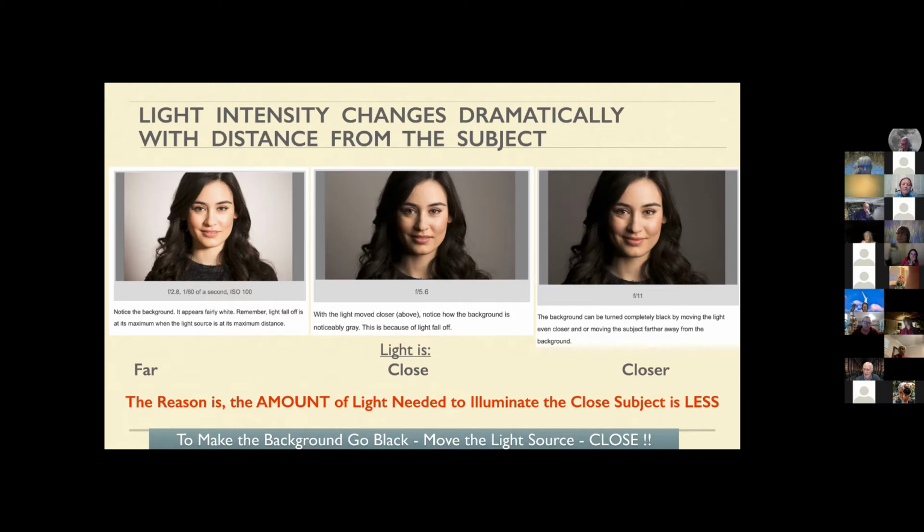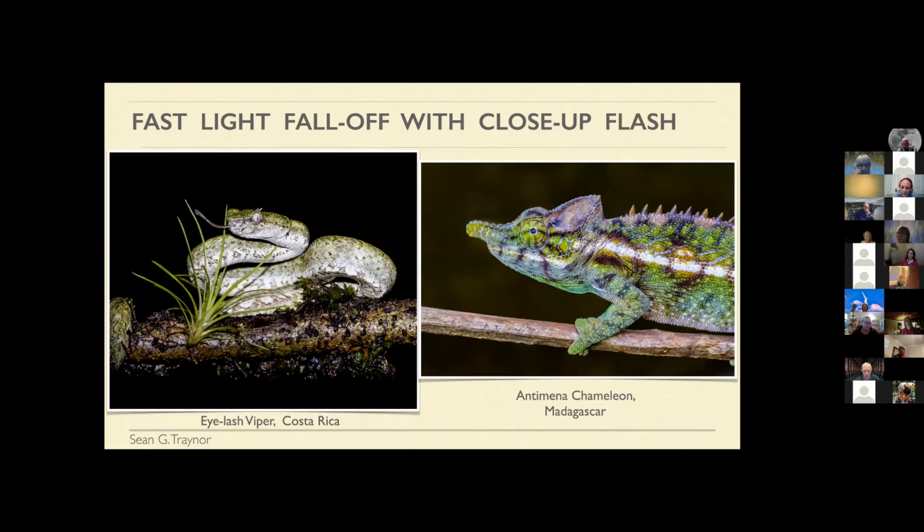How does that impact on our normal photography, for example, in wildlife? Well, here are 2 photographs taken. One was of an eyelash viper in Costa Rica. He was about 5 or 6 feet away. And the second one is of the Antamina chameleon in Madagascar. He's otherwise known as the Jimmy Durante of chameleons.